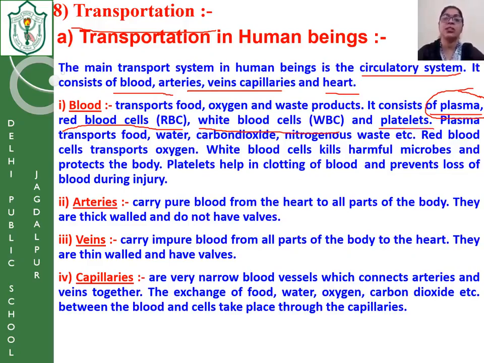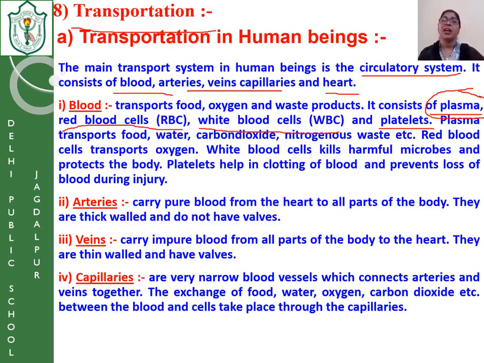Thrombocytes. What is their role? Whenever we have any cut or bruise, blood starts flowing. These thrombocytes release a chemical called thrombin and stop the flow of the blood there. So this helps in blood clotting.